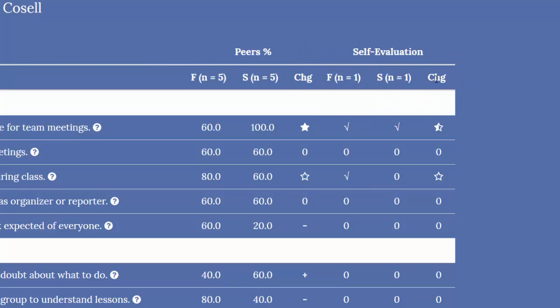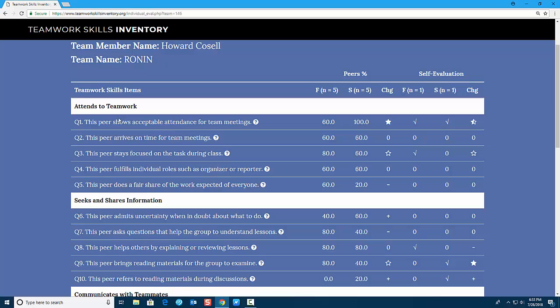And then you see a change column. The change notes any changes, whether they be improvements or going back, non-improvements, I guess you could say, between the formative and the summative for the peers, and then between the formative and the summative for the self-evaluation. That's what these columns are. So again, here we have for Howard the listing of each teamwork skill, and you can always hover over to see a quick definition as well.